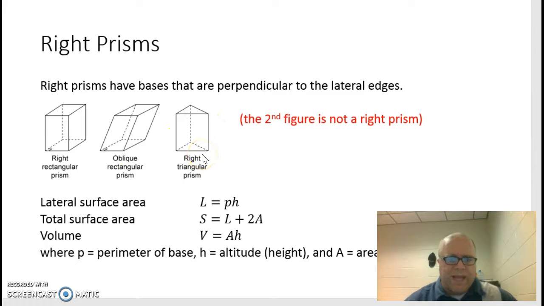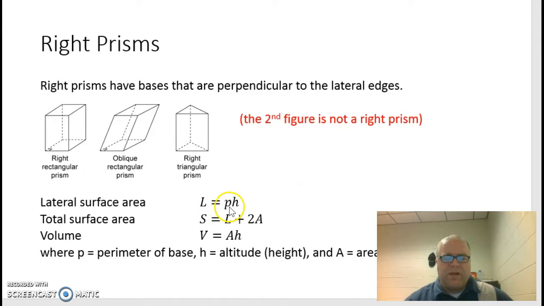And then this one right here would be a right prism. It would actually be a right triangular prism, because if you take a look, the top and the bottom, which we can call our bases because they are parallel to each other and the same shape, meet the lateral edges here at a 90-degree angle. And we have special properties or formulas that we associate specifically with right prisms. So let's take a look at the three formulas we're going to be looking at for these. We're talking about the lateral surface area, the total surface area, and the volume.